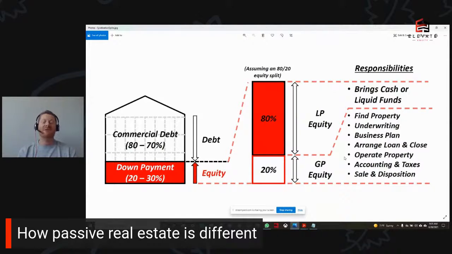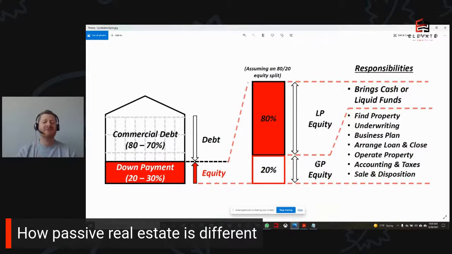They get to participate in equity without bringing any cash to the table, but they have experience. They know how to find the property, they do the underwriting, the business plan, they arrange for the loan, they operate the property, including talking with the property manager, making sure all those clogged toilets are cleaned out and everything is running smoothly. And they do the accounting, taxes, and send that off to all of their equity partners here on the limited side. And then they're responsible for the sale and disposition, okay? So all of the sweat equity is on this side.